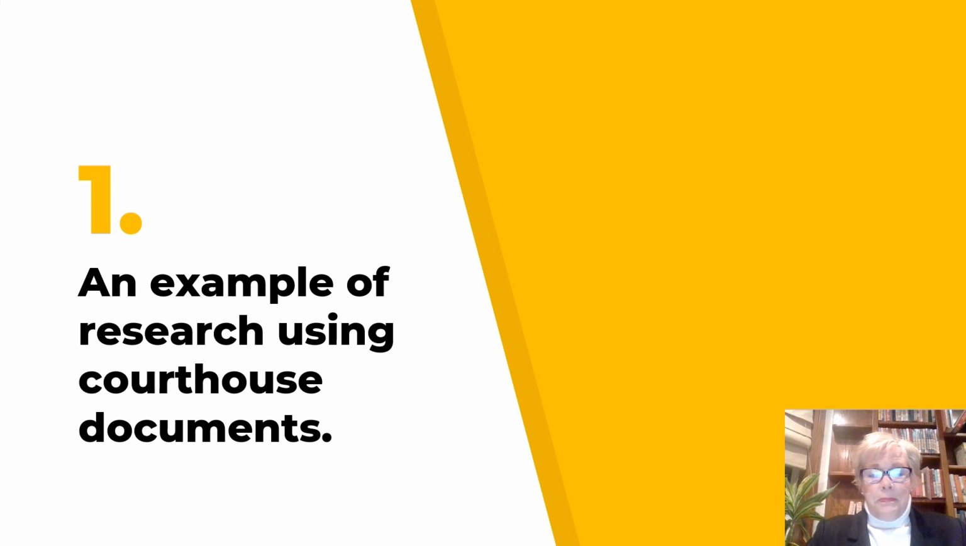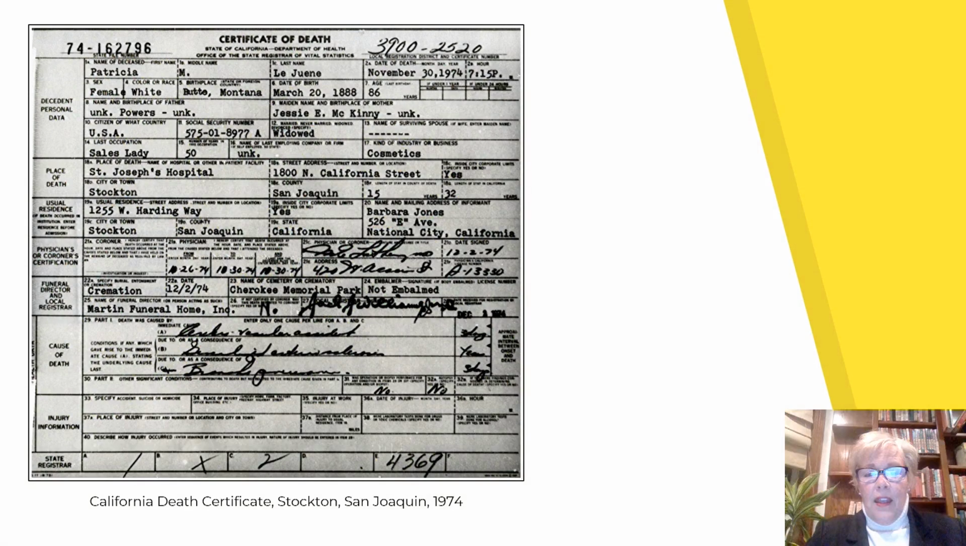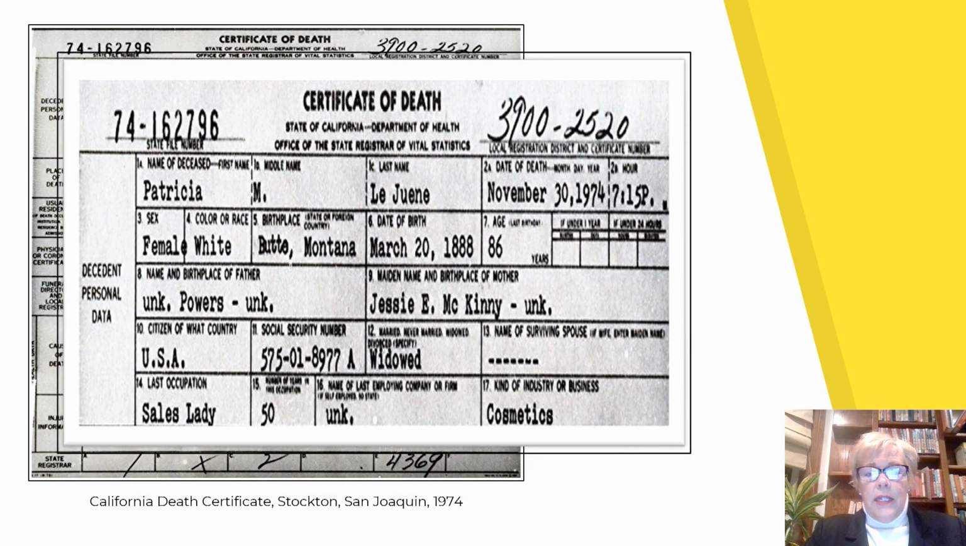Here's the example. Our first example is using courthouse documents. This is Mabel Claire Powers, and we are going to research her best kept secrets. Here is her certificate of death. Her real name was Patricia Marie. Her last name was Powers when she was born. You can see right away that her name is actually not Patricia. That is one of the fun mysteries we get to research. But let's take a look right here.